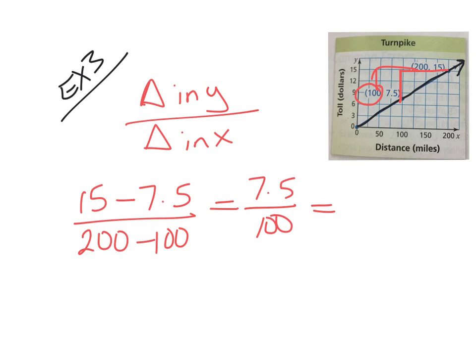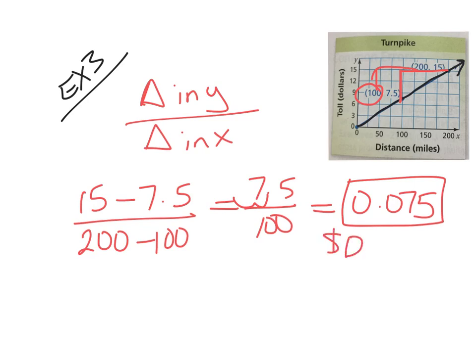Okay, let's make this a decimal. 7.5 divided by 100, just move the decimal twice. Remember, if it's divided by 100, you just move it twice. So this is my 0.075. Isn't this in money? This is how much it costs: 0.075, so not even 8 cents per mile. That's pretty cheap. I like it.